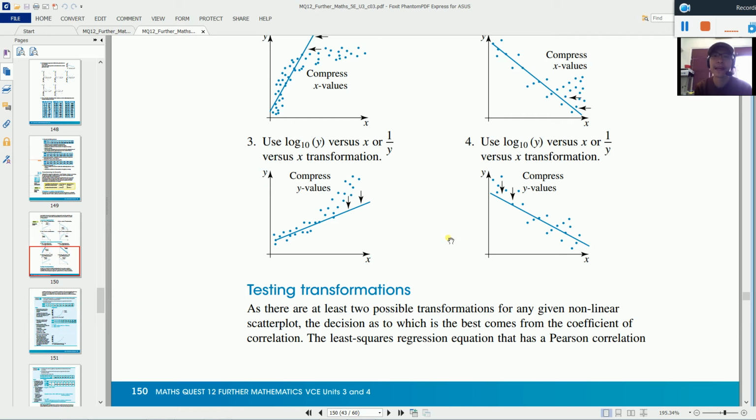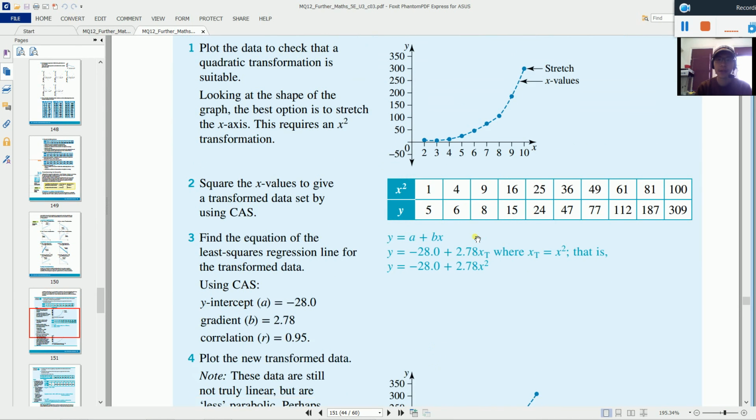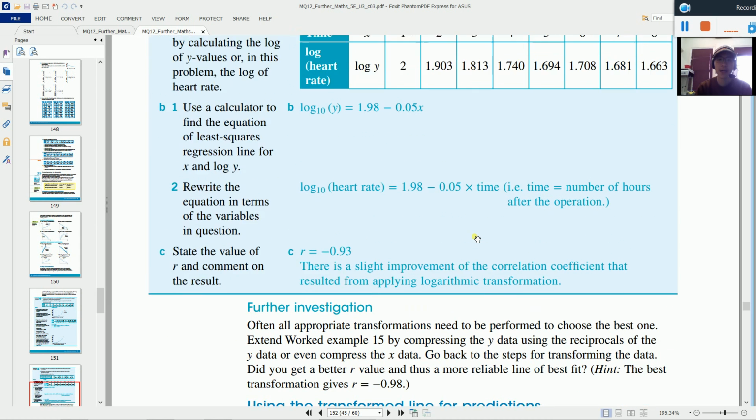Okay, so that's not easy. I'm telling you, that's definitely not easy. But yes, basically your job is to look at the graph and determine whether you're doing compress or stretch. Once you've got that, then we would try to do one thing.